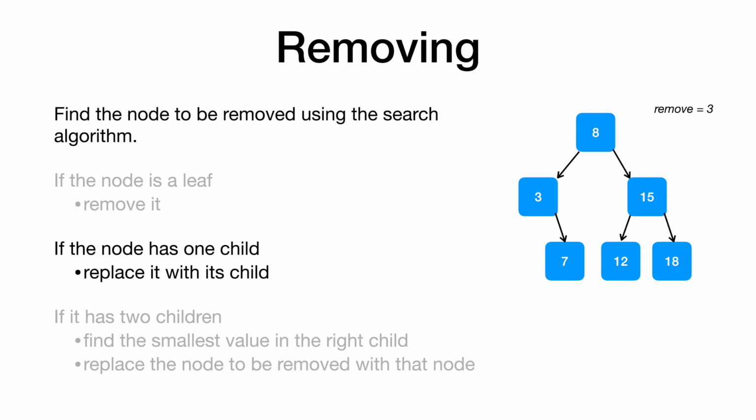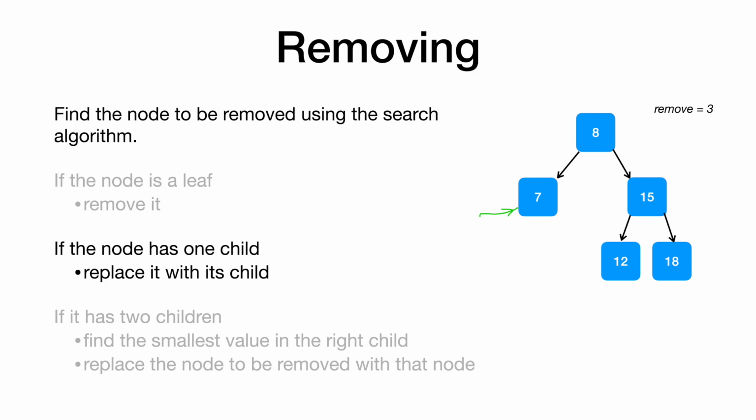So another situation is a node that only has 1 child. So here, if we wanted to remove 3, we search for 3, right? We find 3. Well, here our instructions say just to replace it with the child. So we get rid of 3, and then we move 7 into that spot. And again, you can see that our tree is still a binary search tree. If you're looking for 7, it's to the left. Anything else is to the right, because everything else is bigger.